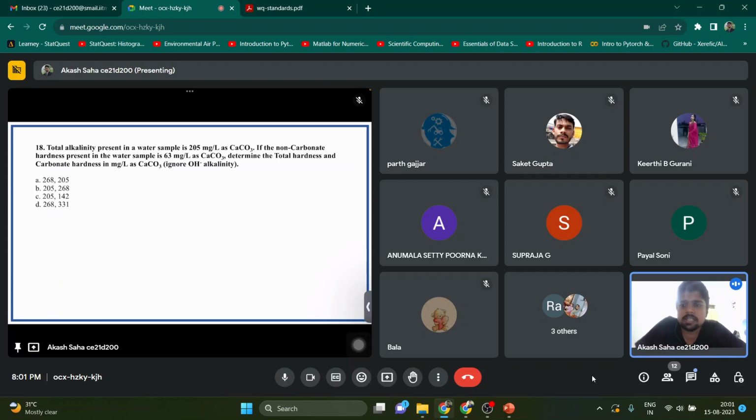Okay, the next question. Total alkalinity present in the water sample is 205 milligram per liter as CaCO3. If the non-carbonate hardness present in the sample is 63 milligram per liter as CaCO3, determine the total hardness and carbonate hardness. We have to ignore the alkalinity due to OH minus ion. Suppose there is no OH minus ion alkalinity present in the system. It is all carbonate and bicarbonate. So tell me what is the total hardness and the carbonate hardness. These are a little tricky questions, but it would definitely help you to understand.